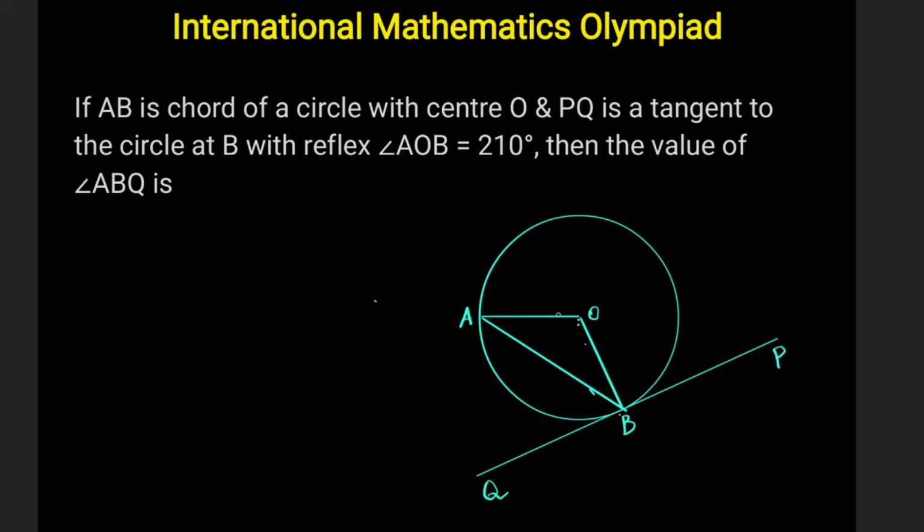Reflex angle means an angle which is more than 180 degrees and less than 360 degrees. This is given as 210 degrees. Find the value of angle ABQ. ABQ means this angle is asked. What is the value of this?